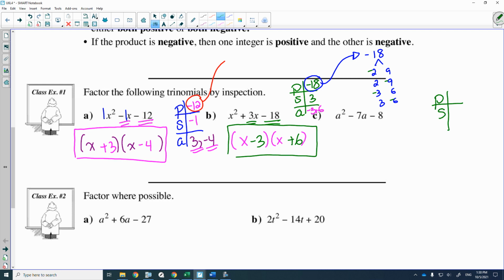PSA, and then I'll get you guys to give me the answer. So we're looking for a product of negative 8, a sum of negative 7. Write down your answer, then write down your factors. I'm just going to pick 2 people. When I pick you, you don't have to give me this answer. Just read me one of your factors, and I'll see if you're right.